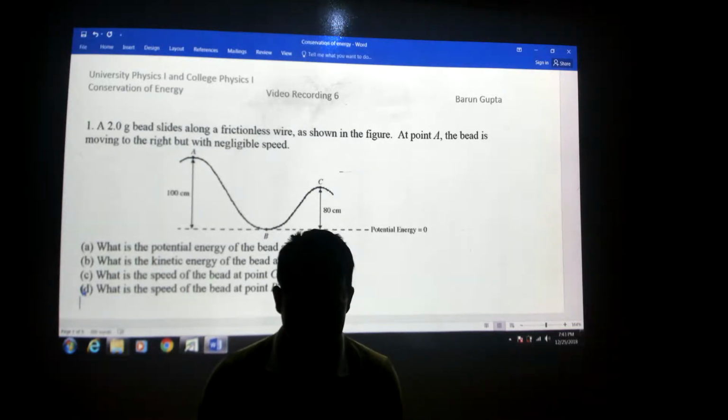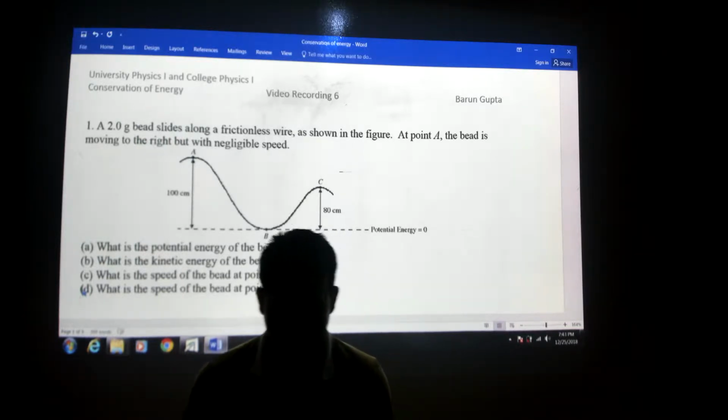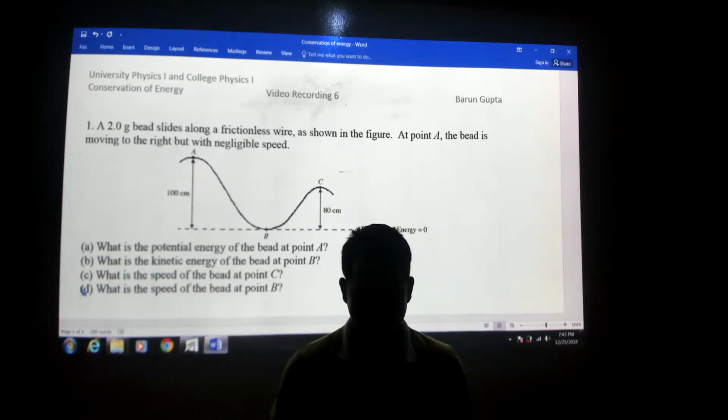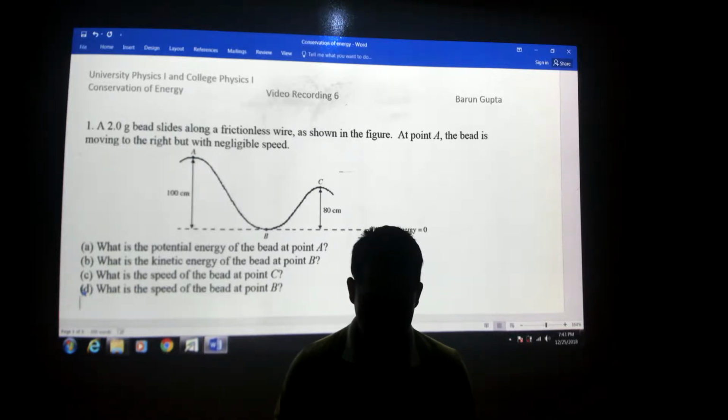This problem requires the understanding of conservation of energy. So, what is the conservation of energy? Energy can neither be created nor be destroyed. It can simply be transformed from one form of energy to another form of energy.